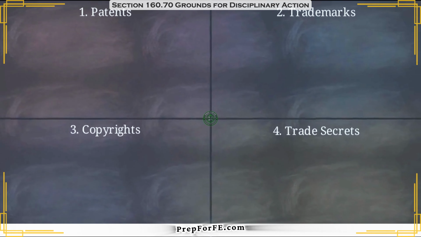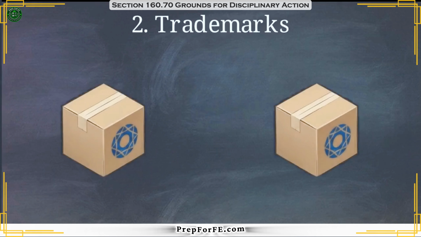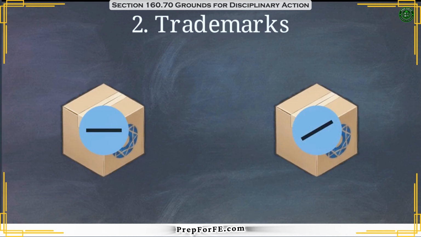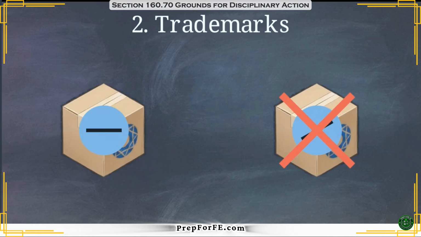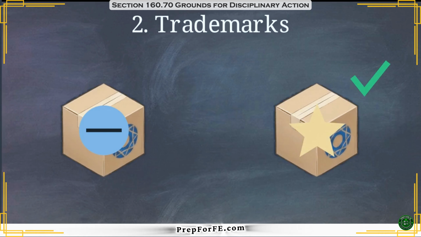In the second quadrant, trademarks are words, names, or symbols used in trade to indicate the source of goods and distinguish them from others. A trademark prevents others from using a confusingly similar mark. The third quadrant covers copyrights.